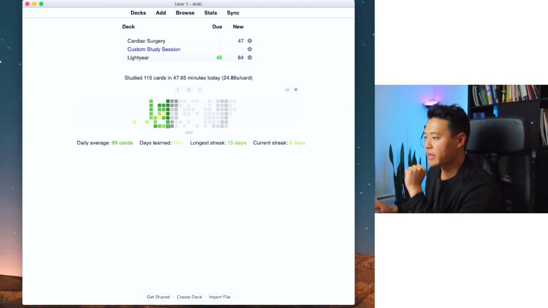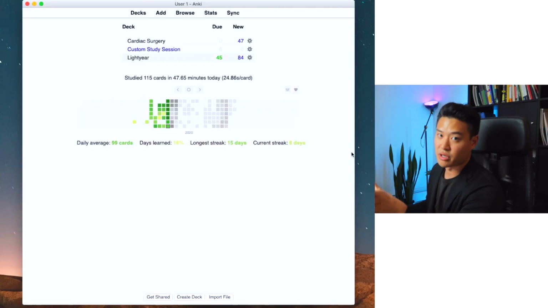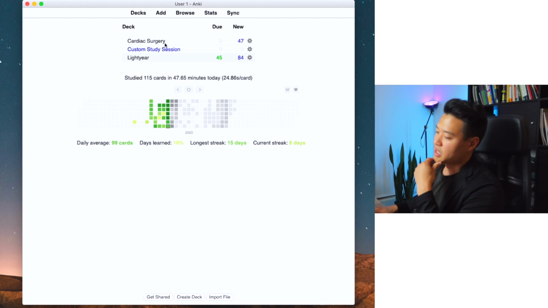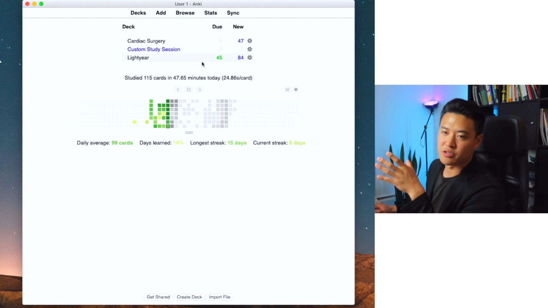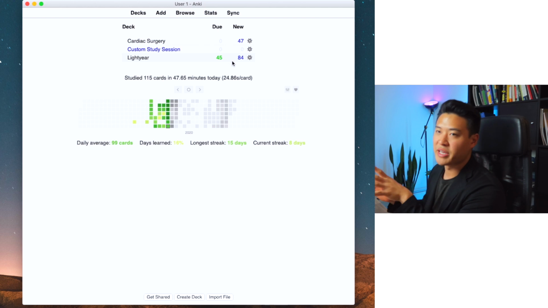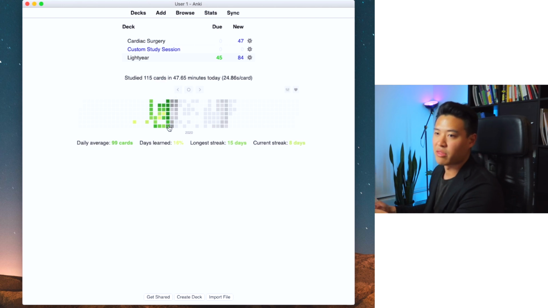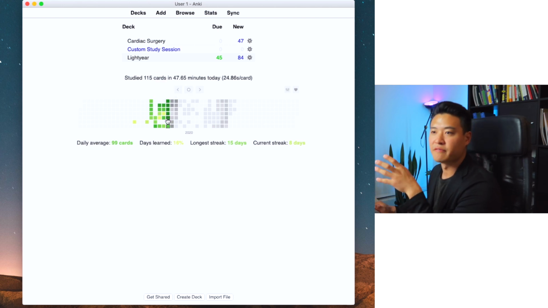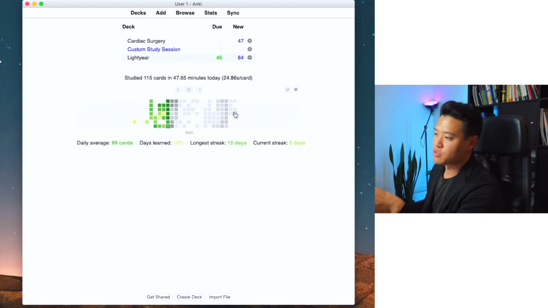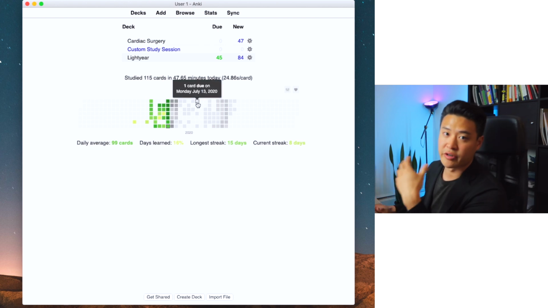I'm using the Lightyear deck, which matches the Boards and Beyond videos. In medical school, these students made all the pre-made decks. So all the questions are made using those videos and using the Pathoma textbook and First Aid textbook. So I'm just using decks that other students have created already.